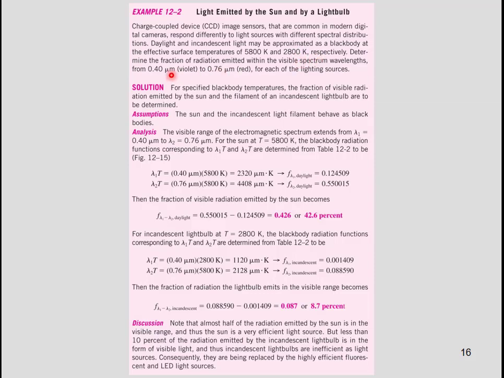So we should determine the fraction of radiation emitted within the visible spectrum wavelengths, from 0.4 micrometer, which is the wavelength for violet color, to 0.76 micrometer, which is the wavelength for red color, for each of the lighting sources. So we should calculate the fraction of the visible band in the spectrum of electromagnetic waves for these two different sources.